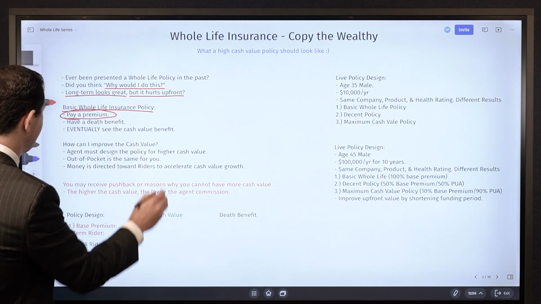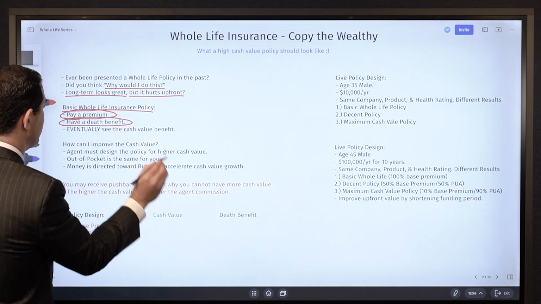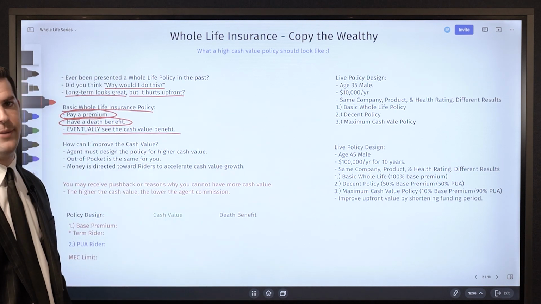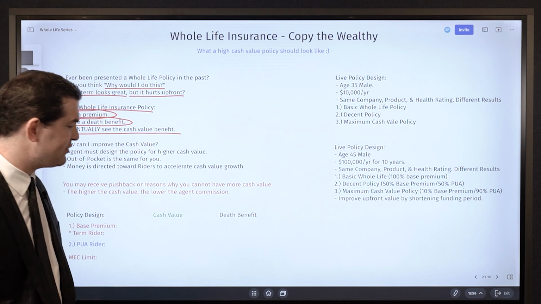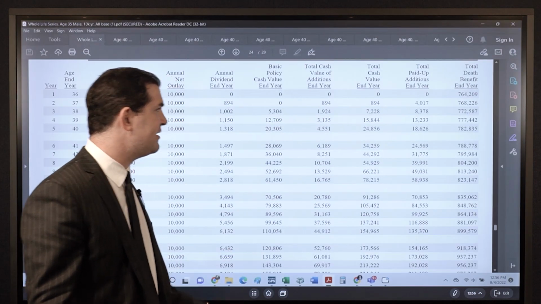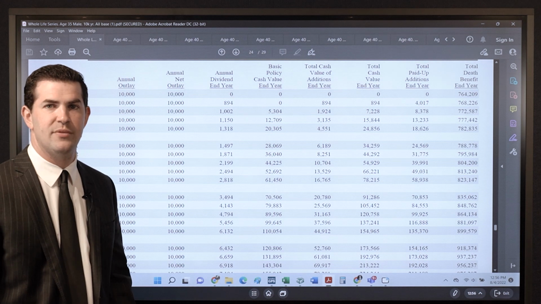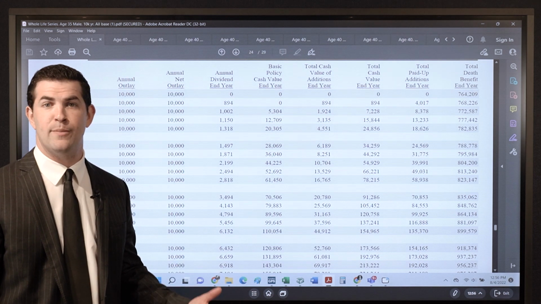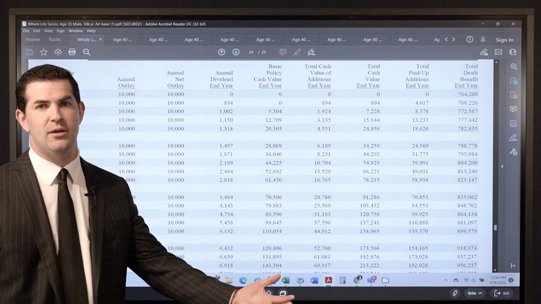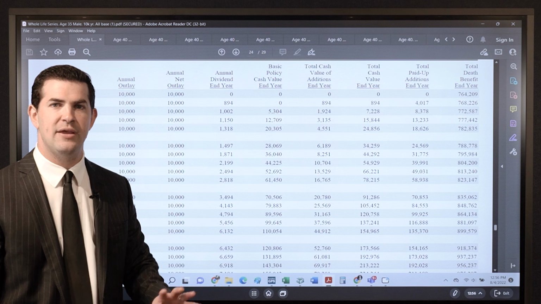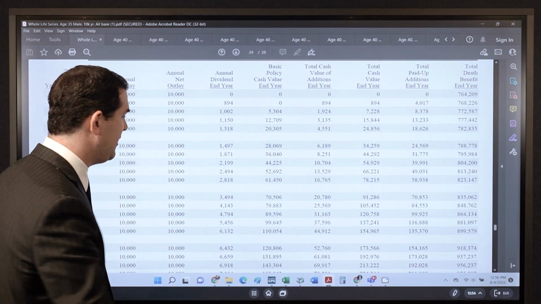You pay a premium, you have life insurance, and eventually you see the cash value build up. Let's use a $10,000 example. We've got $10,000 per year going into this whole life insurance illustration. This is a traditional old school life insurance policy, and this is just buying a life insurance policy. No fancy riders, just a $10,000 premium. That's how much the individual is paying per year.